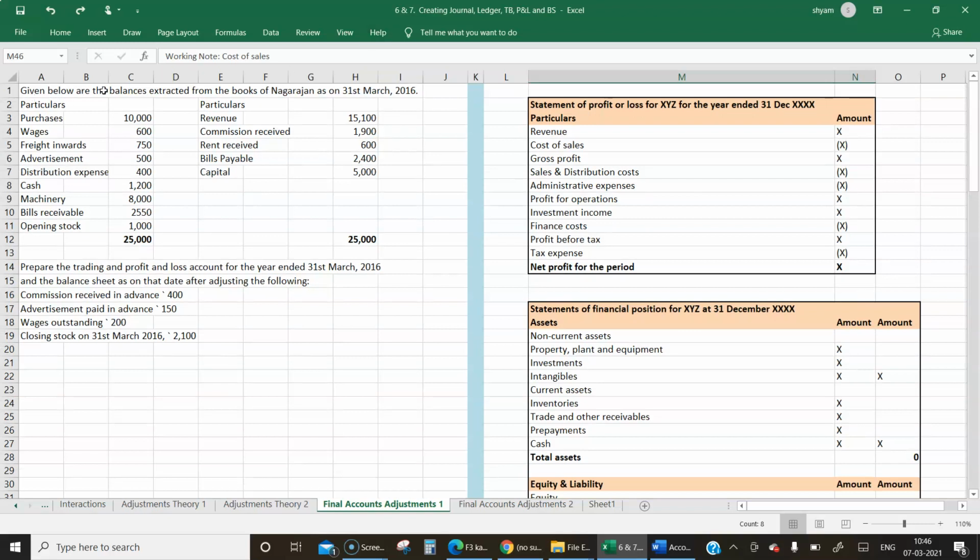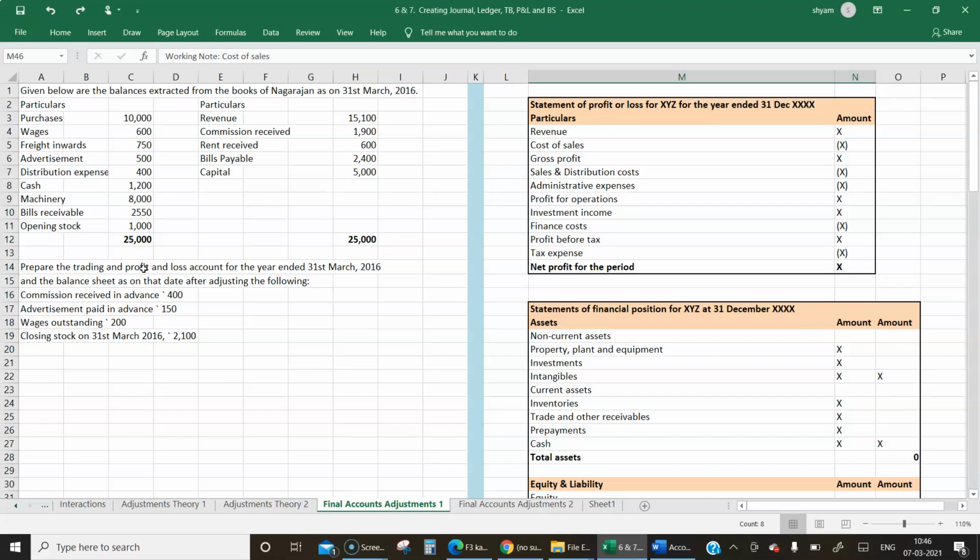So given below are the balances extracted from the books of Nagarajan as on 31st March 2016. So you have all the particulars here. You have purchases 10,000, wages 600, freight 750, advertisements 500, distribution expense 400, cash 1200, machinery 8,000, bills receivable 2,550, opening stock is 1,000, revenue is 15,100, commission received is 1,900, rent received is 600, bills payable is 2,400, and capital is 5,000. So these are the numbers that we have.